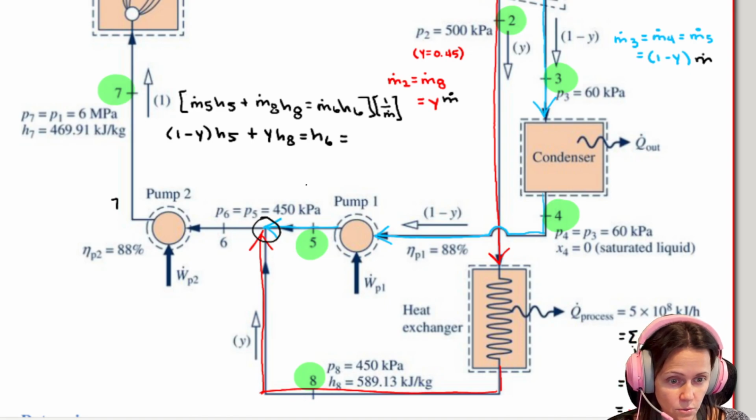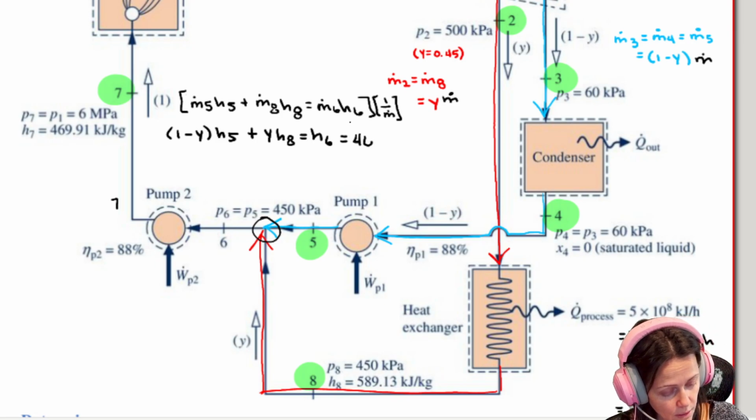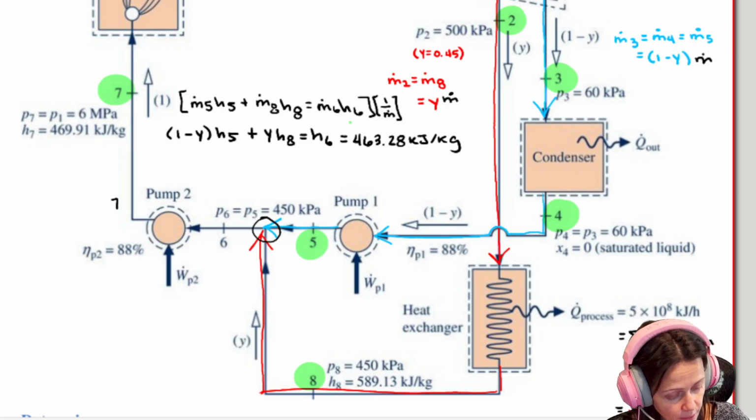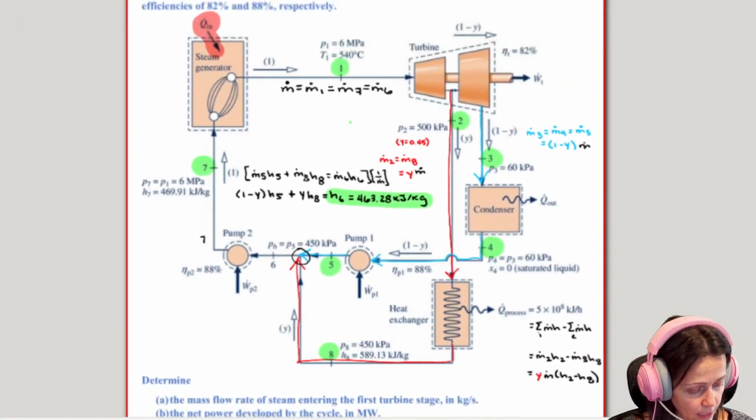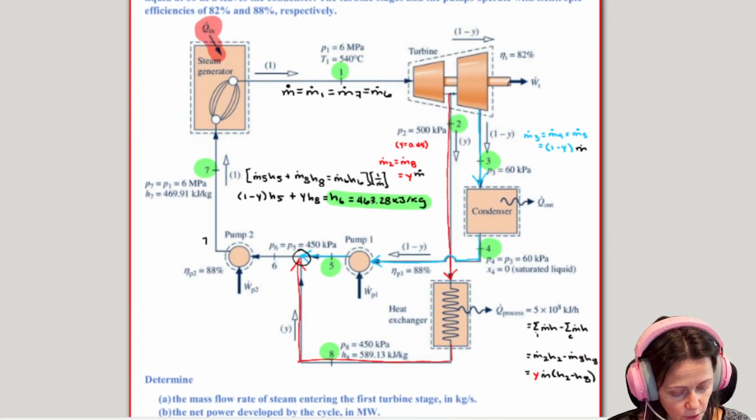So correctly, I've got 4, 2, there we go. All right. So I think at this point, I have everything that I need to plug into my governing equation here.